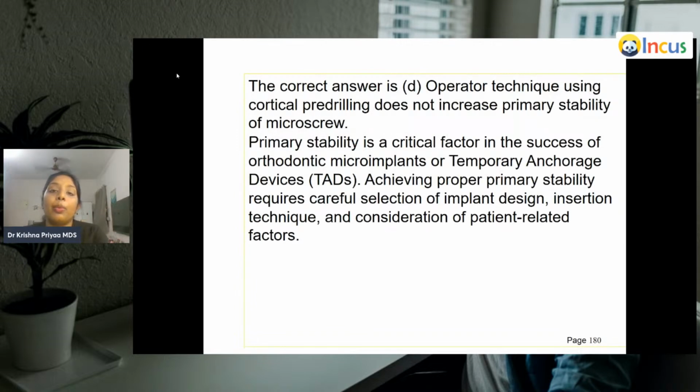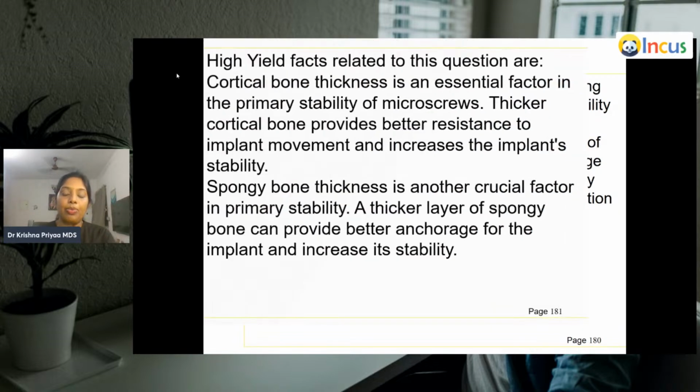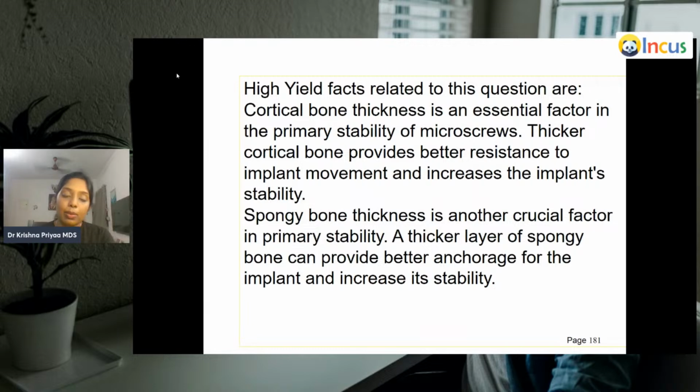Why? Because when comparing to the other answers given here, this is in a different set of scenario. And the primary stability is a critical factor in the success of an implant. The primary stability mostly depends on the material of the TAD design and also the bone which it is going into, rather than the operator technique. It is also an important factor, but it doesn't only govern the primary stability of the TAD. And some facts associated with this question is that cortical bone thickness is the most important factor, because the cortical bone provides resistance to the implant movement and thereby increases the implant stability.